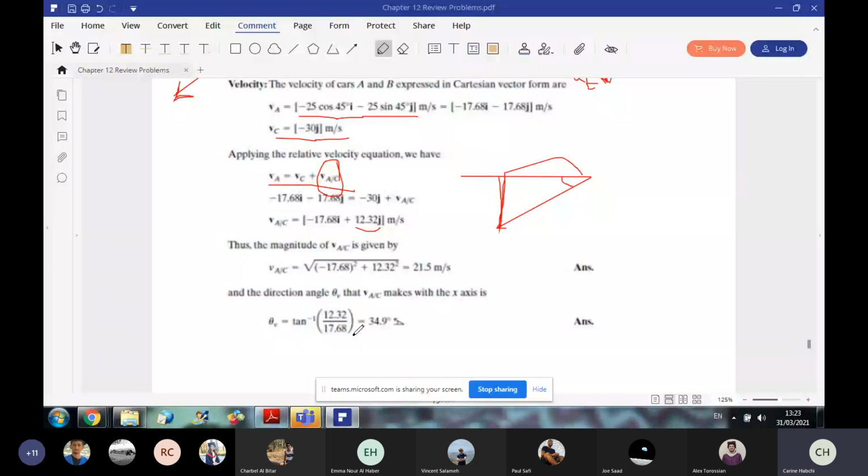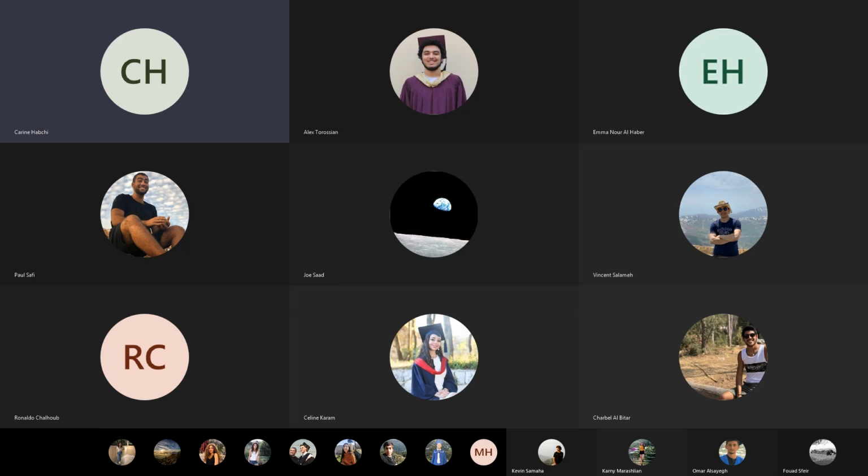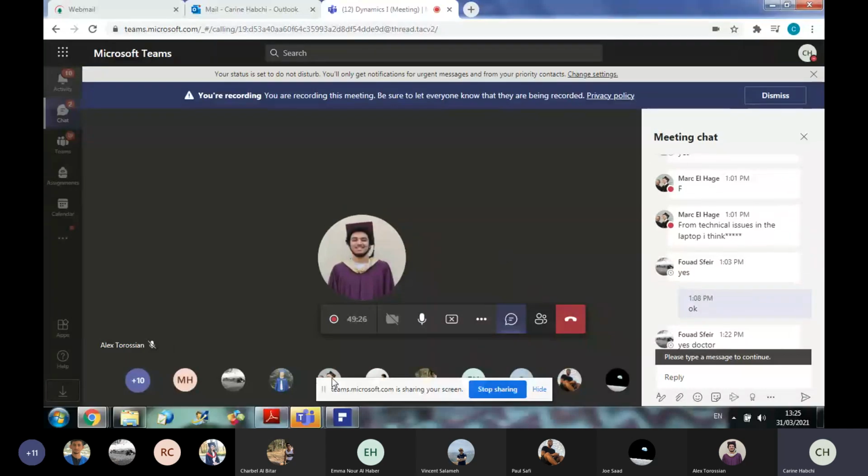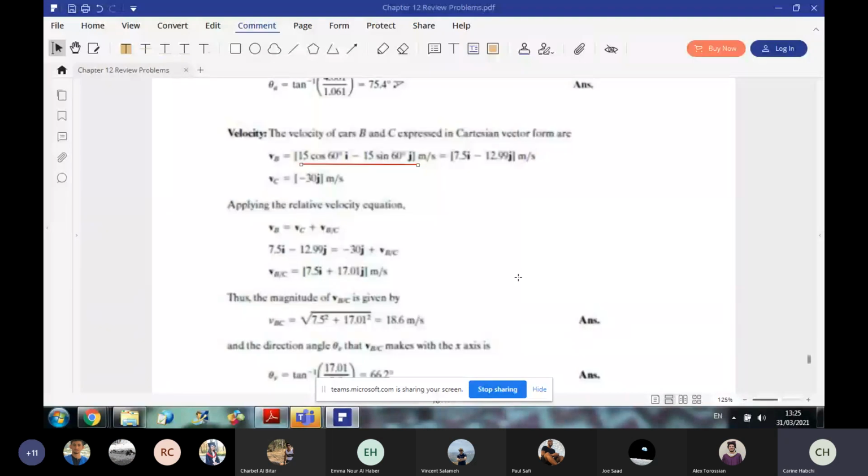Yeah, just 1 second. I'm sharing again. Do you see the screen now? Yalla, we will finish this problem and switch to Zoom. Do you see the screen now? Joe, do you see it now?